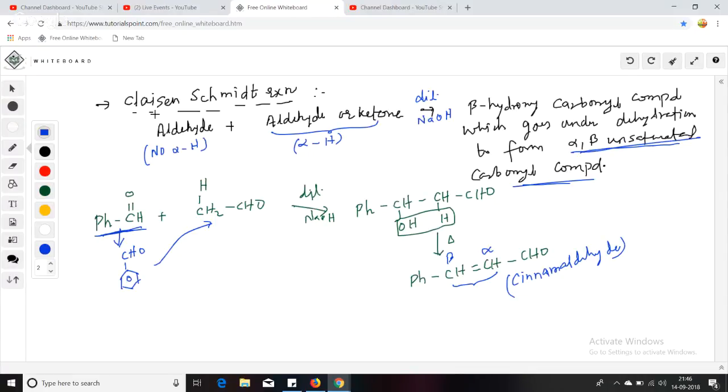Now the one thing we should understand here is the cross Cannizzaro reaction. In the cross Cannizzaro reaction, like I said, we must use two different aldehydes, then only it is a cross Cannizzaro reaction. Two different aldehydes having no alpha hydrogen.